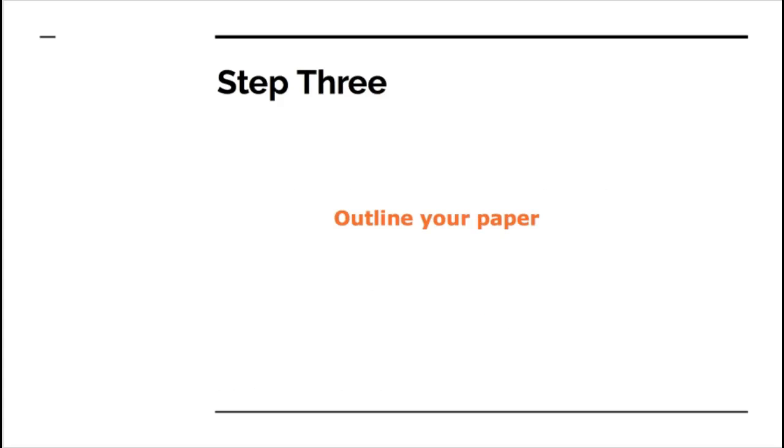The next step is to outline your paper. This may not be your favorite part of the writing process, but it's really important, and it helps you to keep your ideas organized so that you're staying on point, proving your thesis, not wandering off on a tangent. Let's look at a sample outline together.